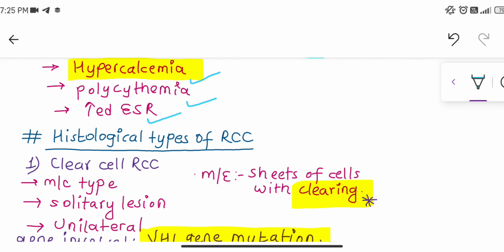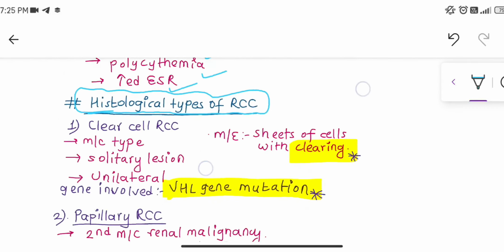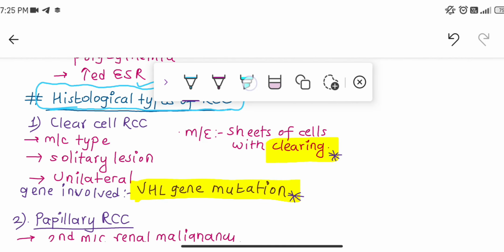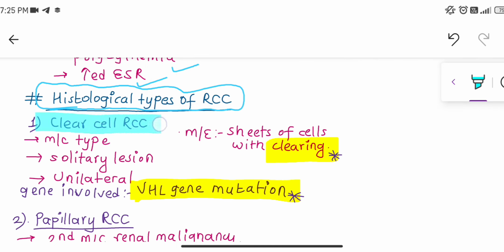Now the different histological types of renal cell carcinoma. First one is clear cell renal cell carcinoma, the most common type of renal cell carcinoma. It is a solitary lesion, the lesion is single, and it involves only one kidney, not both kidneys. And what is the mutation? The gene affected is the VHL gene, called the von Hippel-Lindau gene.